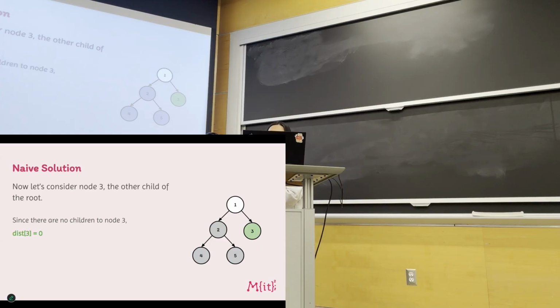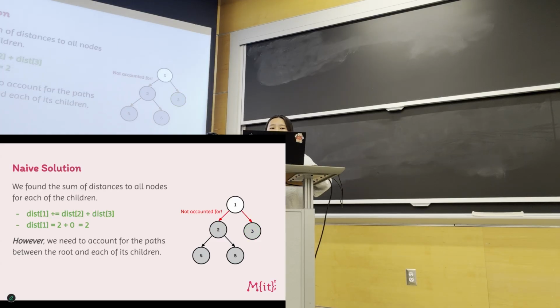And now let's consider node 3. This is the other child of the root. And since there are no children to node 3, the sum of all distances is 0. And so now we found all the sum of the distances for both of the children. So we can add those two together, which is 2 plus 0, and that's 2. However, we still need to account for the paths between the root and its children.